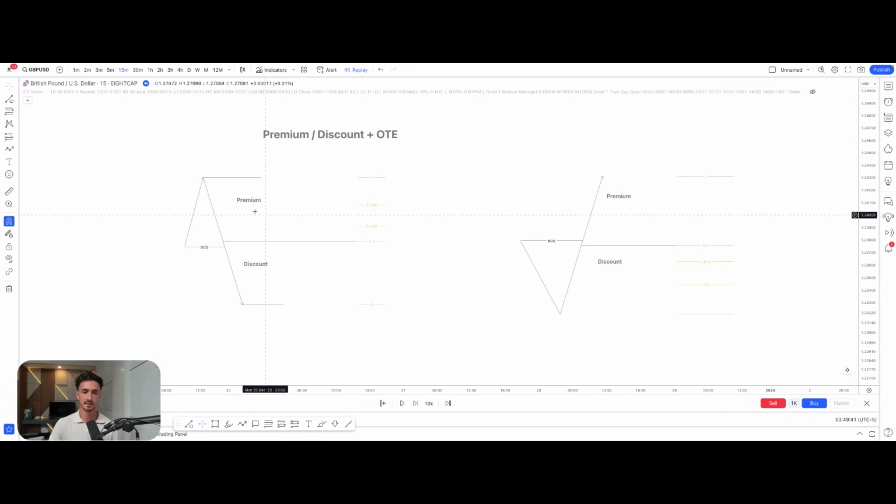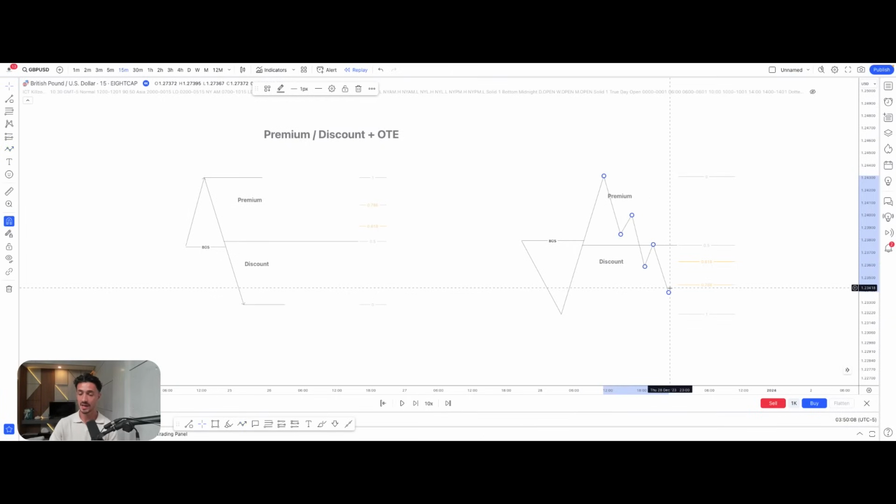Now think of premium and discount as premium being the high of the leg and discount being the low of the leg. And so if price is bearish and you want to get involved in sells, as a consumer in any market, you want to be selling your product, which is what this is. GU is a product at a premium price. And if you're a buyer of something, you want to be buying at a discount.